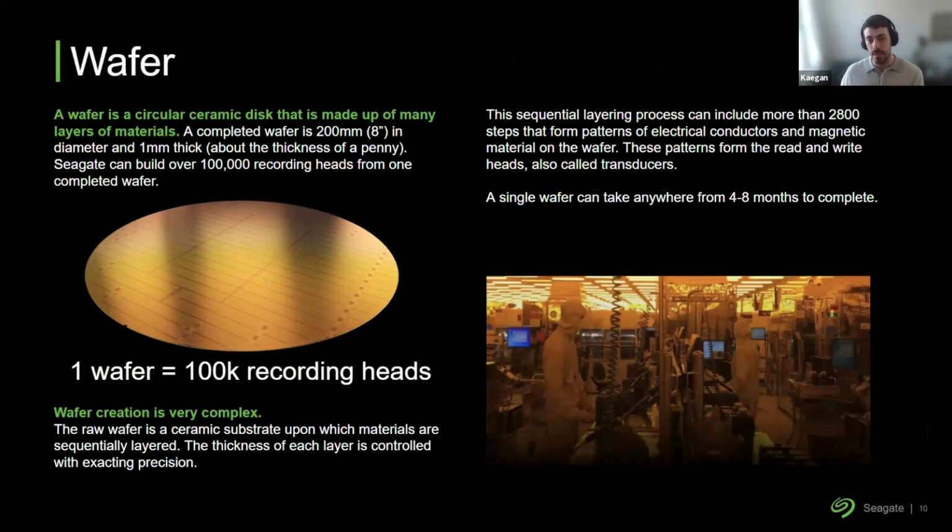What makes this so complicated and important is that the layering process can include more than 2,800 steps that form these patterns, and then a single wafer can take anywhere from 4 to 8 months to complete. So the cycle time on this is incredibly long. It's incredibly complex, and the room for error is small. If we end up scrapping one of these, it's a significant investment in time and money.